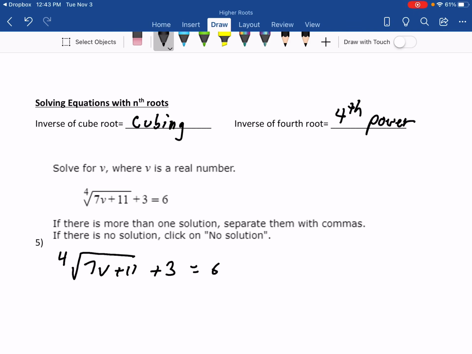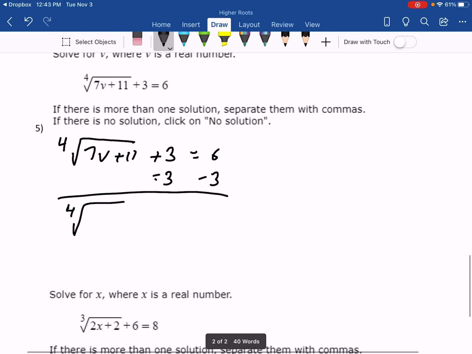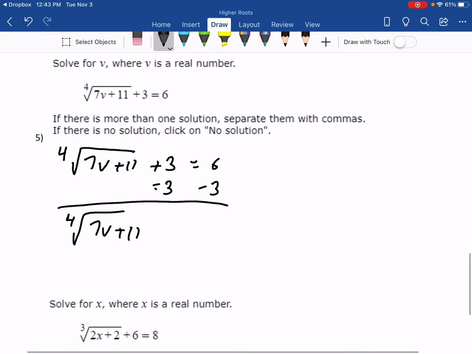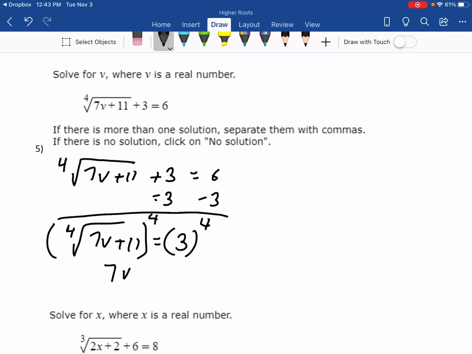Okay, you want to start by isolating your root, just like we did when we were solving equations involving square roots. Subtract 3 from each side. So the fourth root of 7v plus 11 equals 3. Okay, so we said the inverse of the fourth root is the fourth power, so I'm going to raise both sides to the fourth power. Since fourth root and fourth power are inverses, they will cancel each other out. We have 7v plus 11 equals 3 to the 4th.